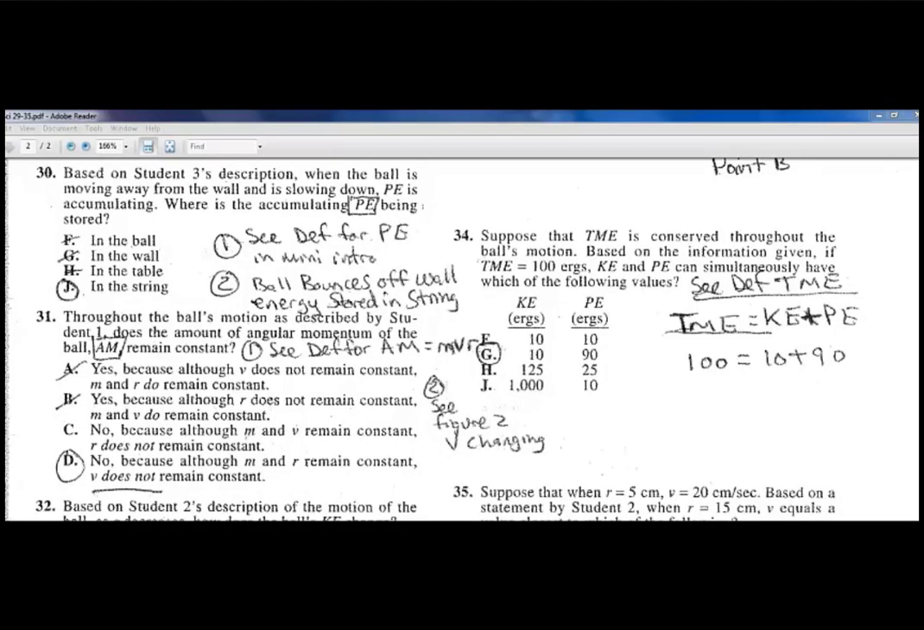Test 68C, Science, Practice Problem number 30. Number 30 reads, based on student 3's description, when the ball is moving away from the wall and is slowing down, PE is accumulating. Where is the accumulating PE being stored? A couple things here. First of all, we need to go take a look at what's going on in student 3. Number 2, we need to go ahead and find a definition for PE. So let's go ahead and do that.